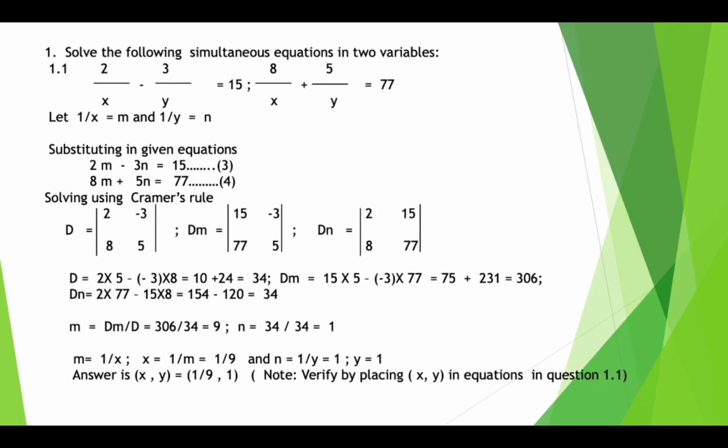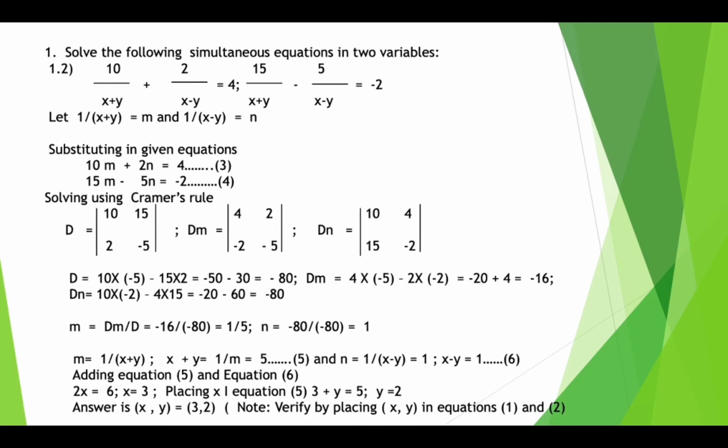You can verify by putting these values in the equations in question 1.1. The equations are 2 by x minus 3 by y is equal to 15. So 2 into 1 upon x, 1 upon x is 9, 18. Minus 3 into 1 upon y, 1 upon y is equal to 1. So 18 minus 3 is 15, which is same as right hand side. In similar manner, you can check 8 by x plus 5 by y is equal to 77. Let us go to the next problem.